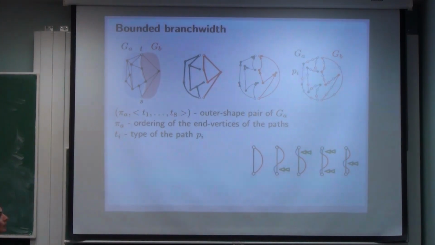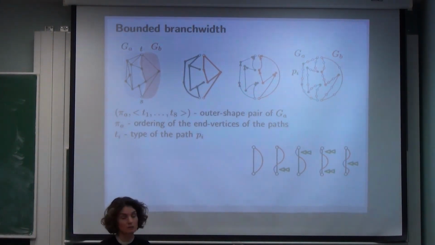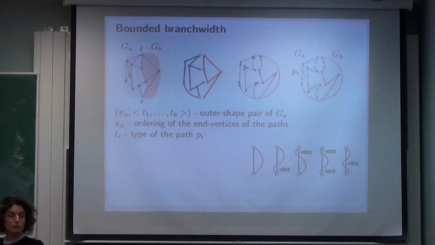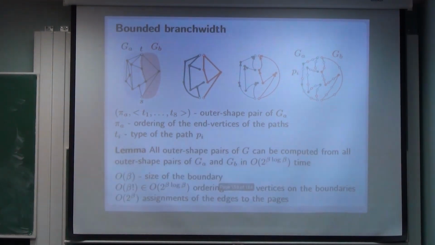A type of a path is something very similar to the type of a graph that I had before. It actually says how this path looks like: it looks like this, or like that. And what actually happens is that all outer shape pairs of the graph can be computed from all outer shape pairs of GA and GB in this time. Let me argue a little bit why this happens.